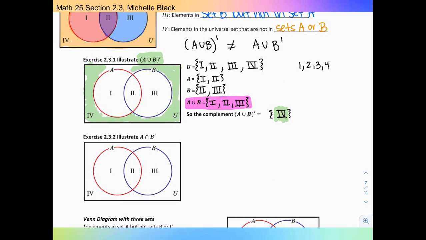Now, some students can just look directly at this picture and figure out what that shaded region would be. But I do recommend practicing it by writing down the sets like I did on the right, because eventually we're going to get into Venn diagrams that have three intersecting sets, and then it gets a little bit difficult to just look at the picture and figure it out. So it's good practice to write it down.